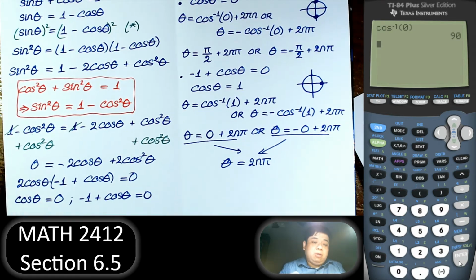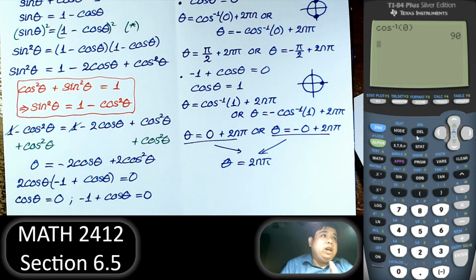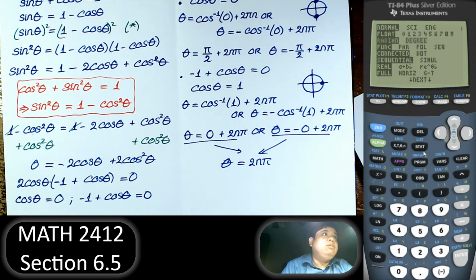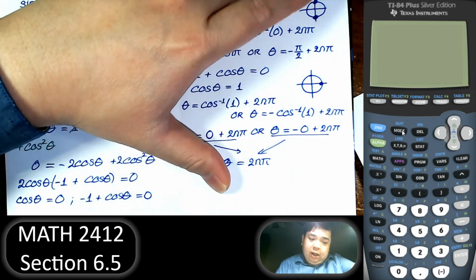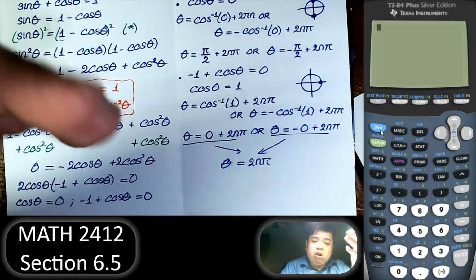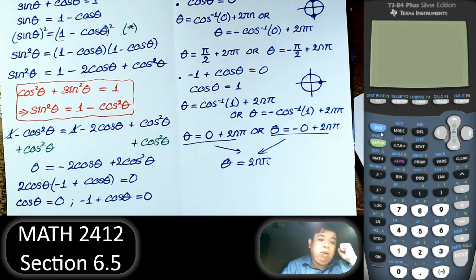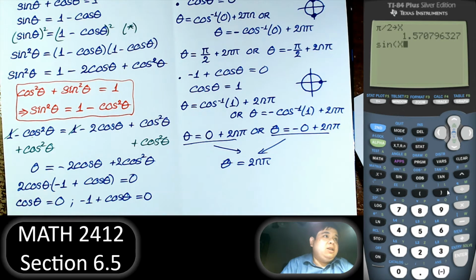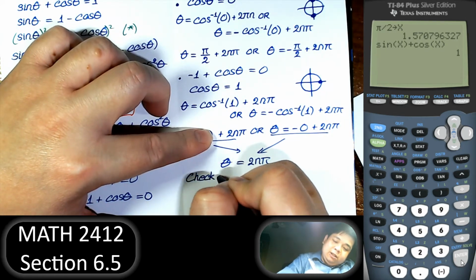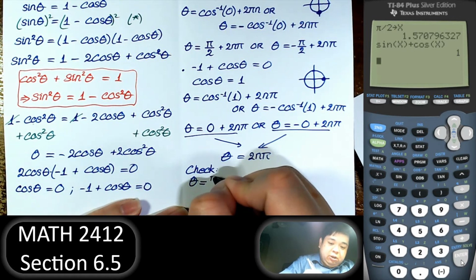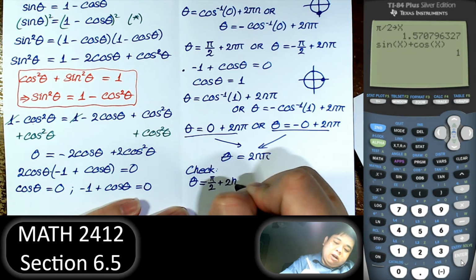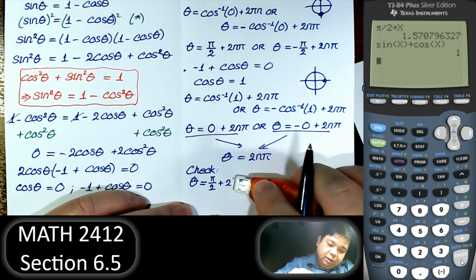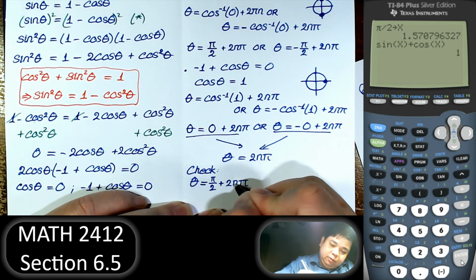Right, now we check them. The fastest way to check, of course, is the calculator. We can use degree or radian. Let's use radian. First, pi over 2, because I'm not going to consider 2n pi, just take the value. Store to x, and then we just say sine of x plus cosine of x. Is that equal to 1? Yes. So we check the pi over 2 plus 2n pi, and that one's good.